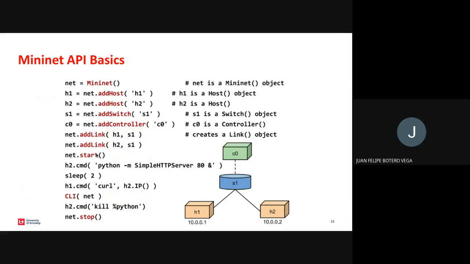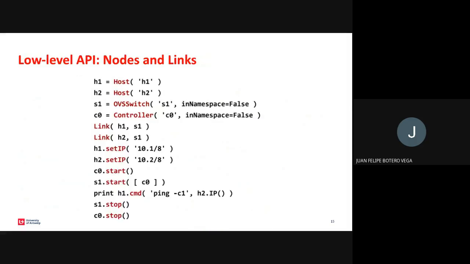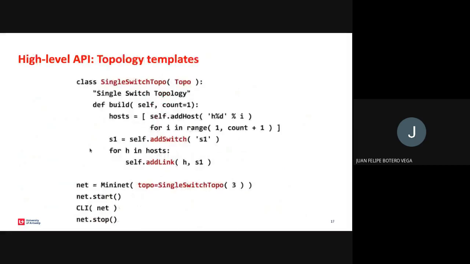So I encourage you to please try to create these Python files and run them to see how the Mininet environment works for you guys there. There is another one of performance modeling in Mininet. I also encourage you to go and see how this works. The low-level API is what I just showed you. The middle-level API is using also the addHost, addSwitch, and addController methods. But what I am most, let's say, interested in showing you is the higher-level API.